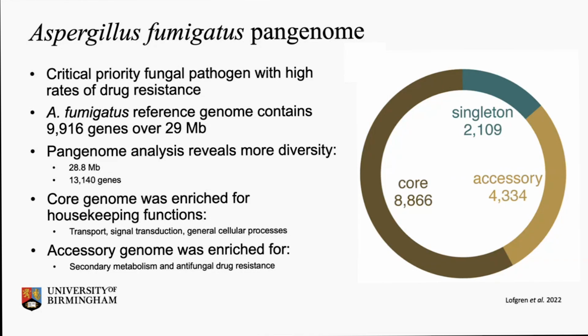So there were 3 papers that came out around about the same time from 3 different groups, and they all found roughly the same thing, that there were actually more genes that we were missing. So there were probably about 13,000 genes in the Aspergillus fumigatus pangenome. The core genome was enriched for housekeeping functions, which is perhaps expected, but the accessory genome was super interesting. It contained enrichment for secondary metabolism genes and antifungal drug resistance.